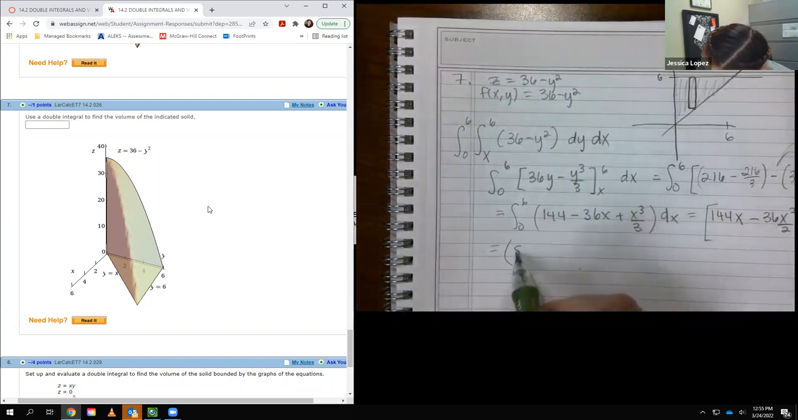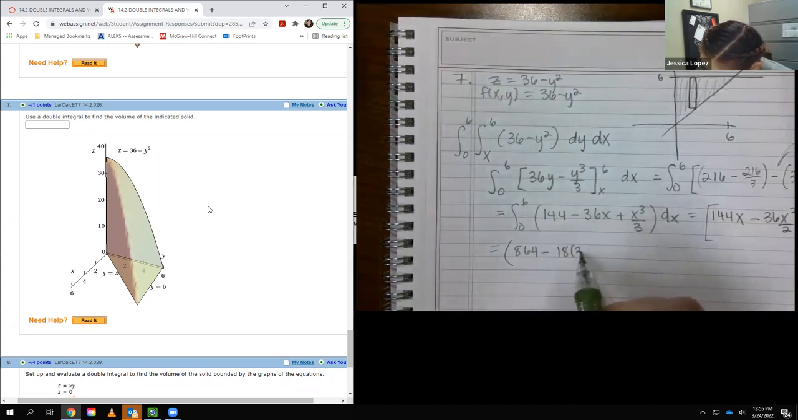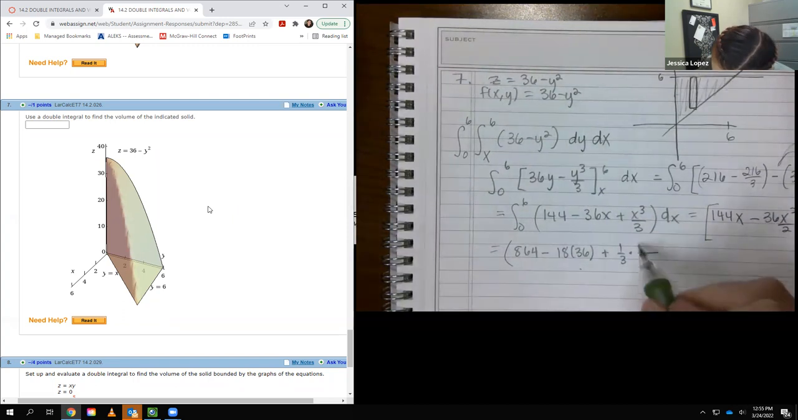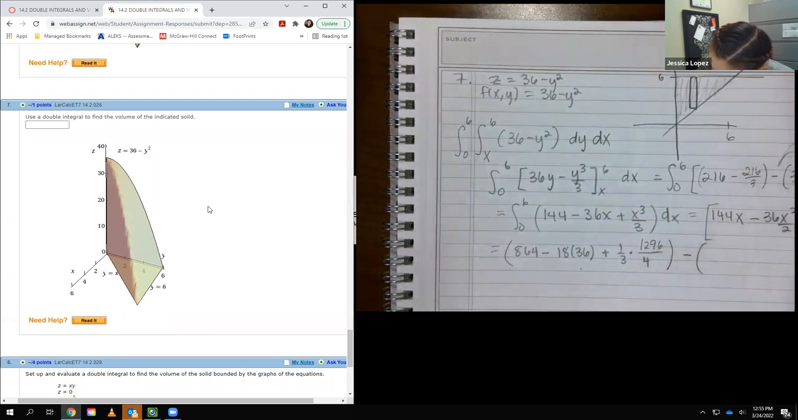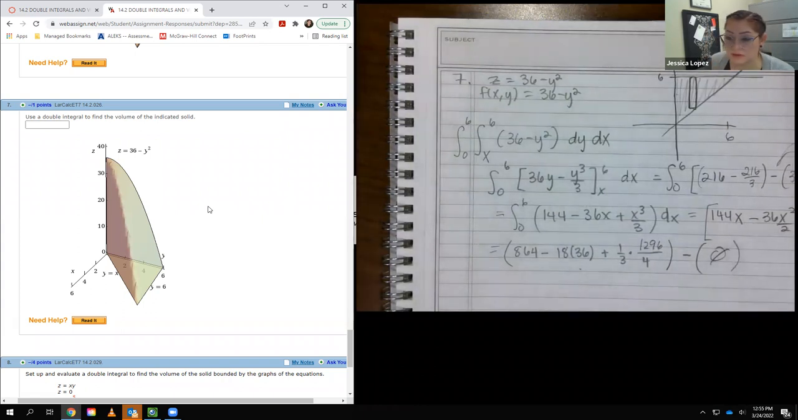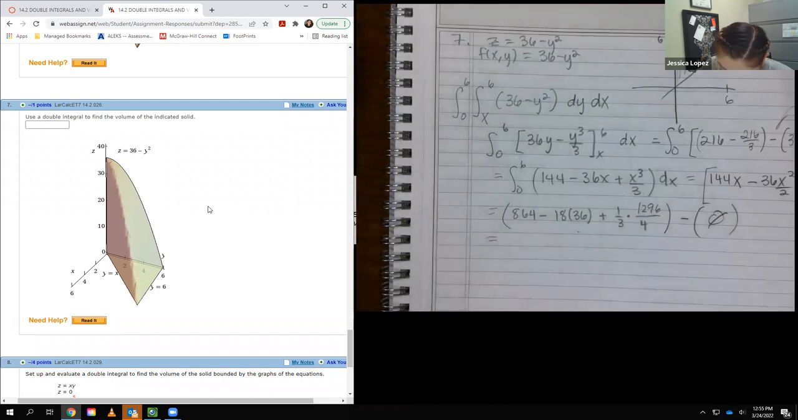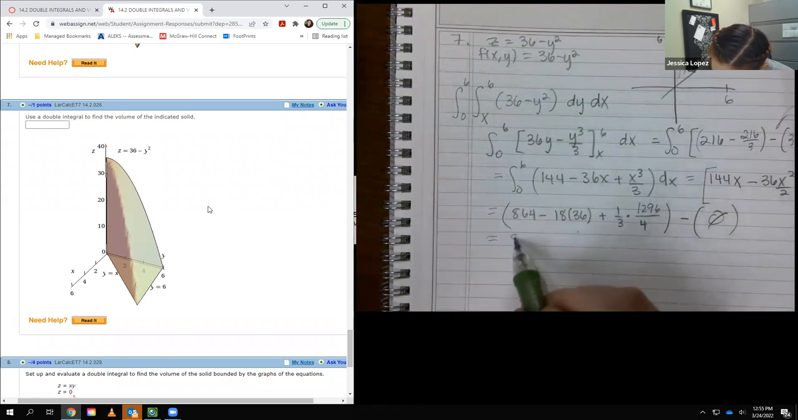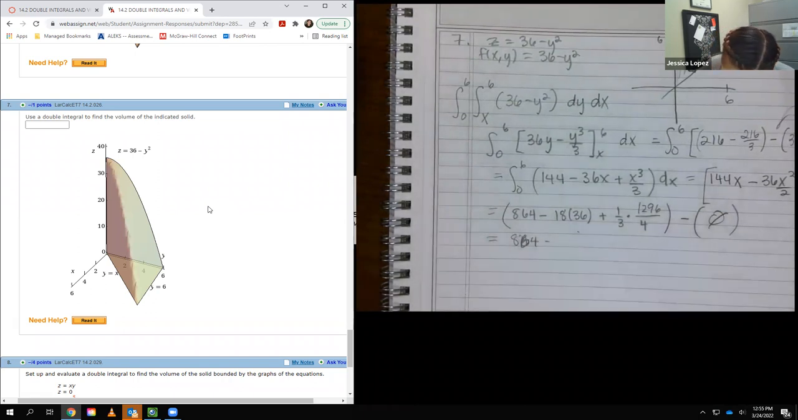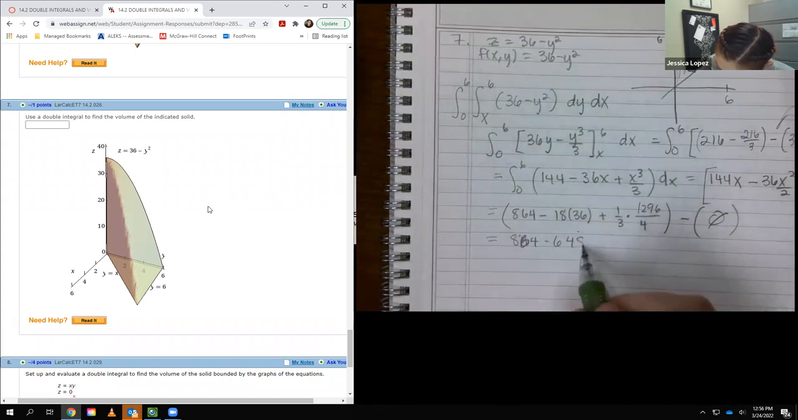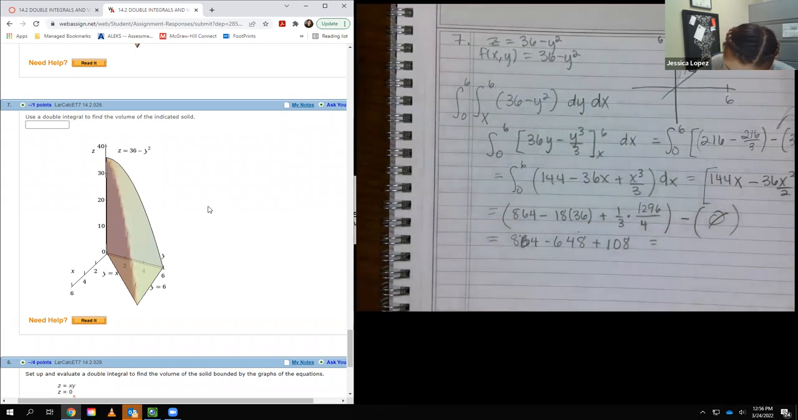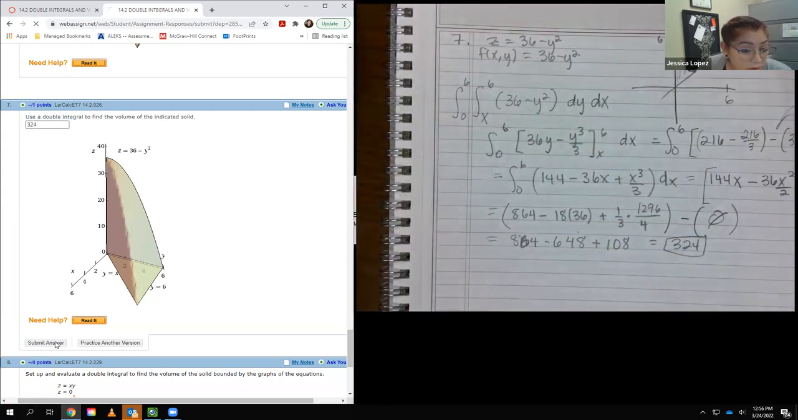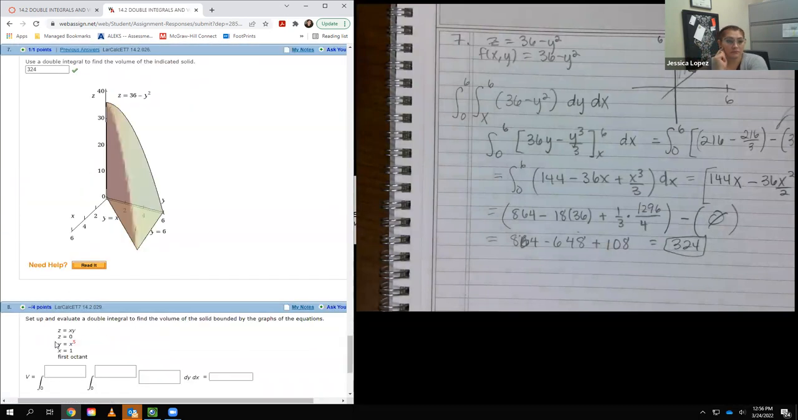144 times 6, and then 18 times 36, and then 1/3 times, what is 6 to the fourth power? This ugly number, minus, I'll get 0, 0, and 0. So it's just minus a big fat 0. So I get 864, minus 648, plus 108. And I get 324. So let's try it. And here goes nothing. Hopefully it's correct. Okay, you got it right.